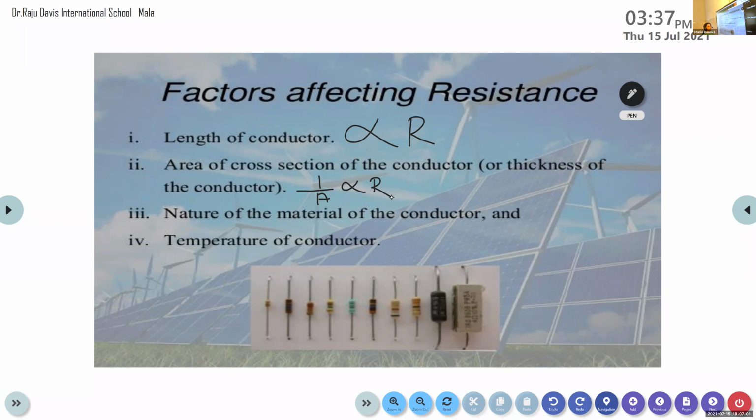Now the next question to Vishnu. What about the nature of the material of the conductor? How does it affect the value of resistance? How does the nature of the material affect the value of resistance? I can't hear anything here. Haya, the same question. How does the nature of the material affect the value of resistance?